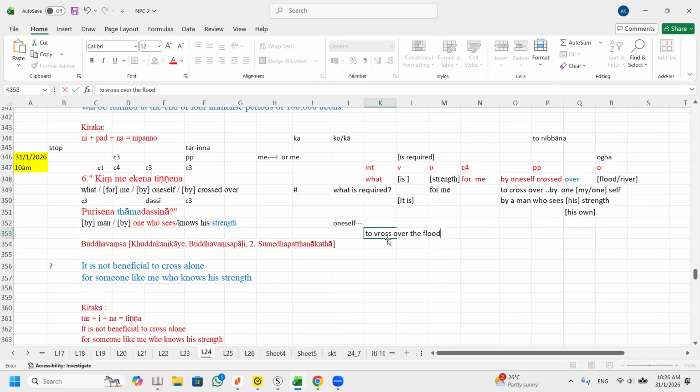Okay, to cross over the flood. This man must know his strength. If he doesn't know his strength, he cannot, because this is talking about physical strength. If there's a flood, you must be strong enough to row a boat or swim across the flood. Otherwise, you cannot get over. But this implies the strength is something to do with your dhamma strength, not the physical strength. So this is how it goes. You get what I mean?